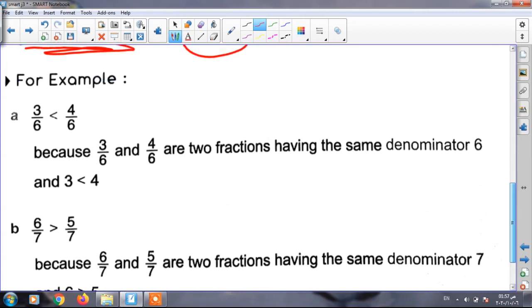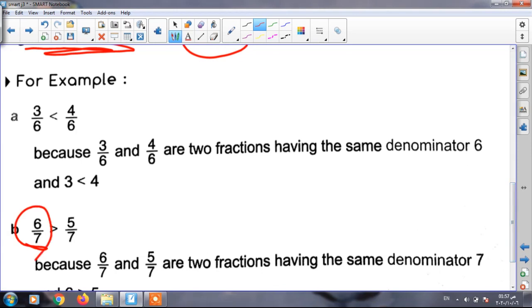If I have the first example, 6 sevenths and 5 sevenths, what will I do? Firstly I will look at the denominator. Here 7 and here 7. So what will I do? The greatest numerator is the greatest fraction. So I will look at the numerator. Here I have 6 and here I have 5. Where is the greater? 6. So 6/7 is greater than 5/7.